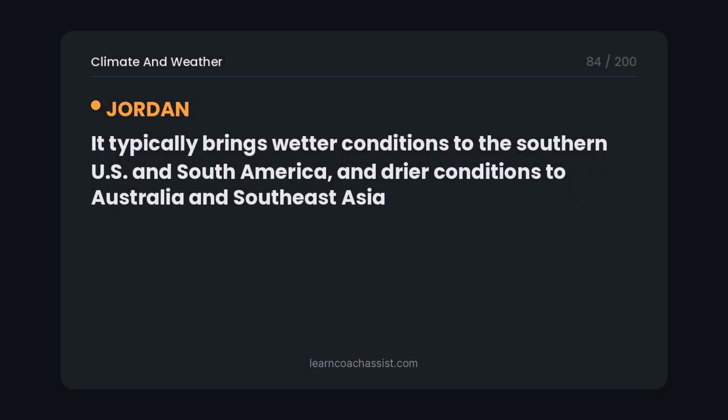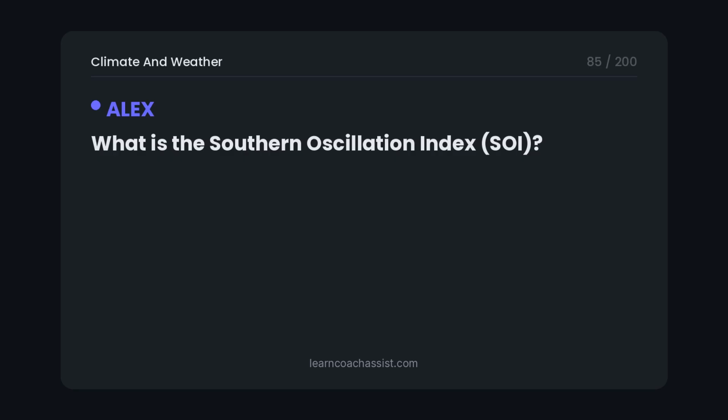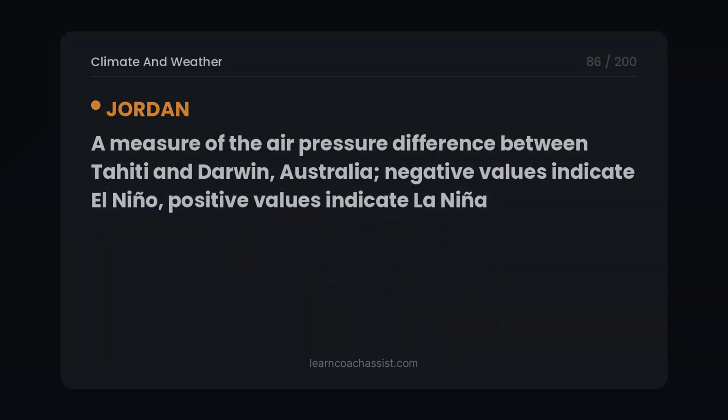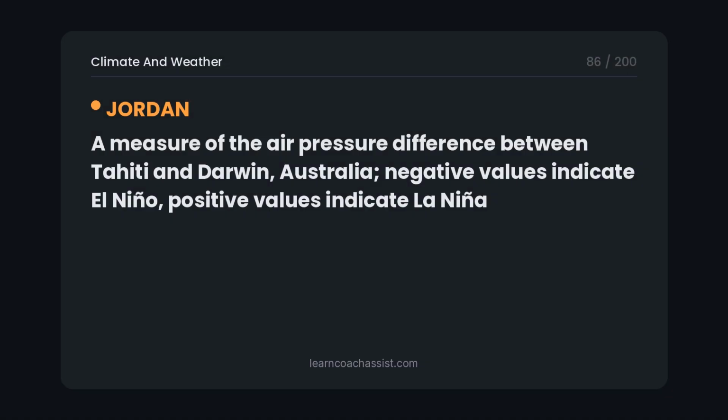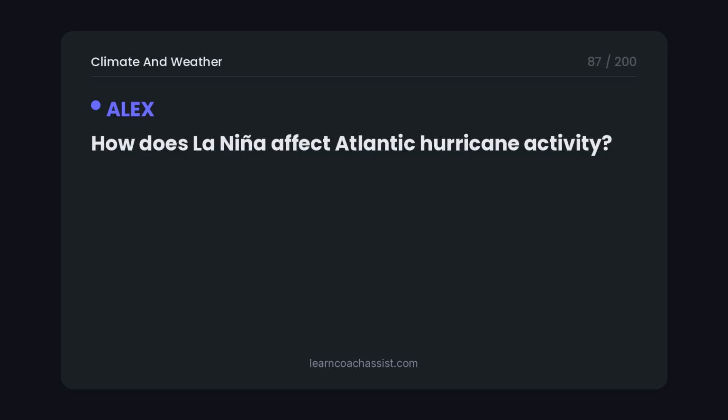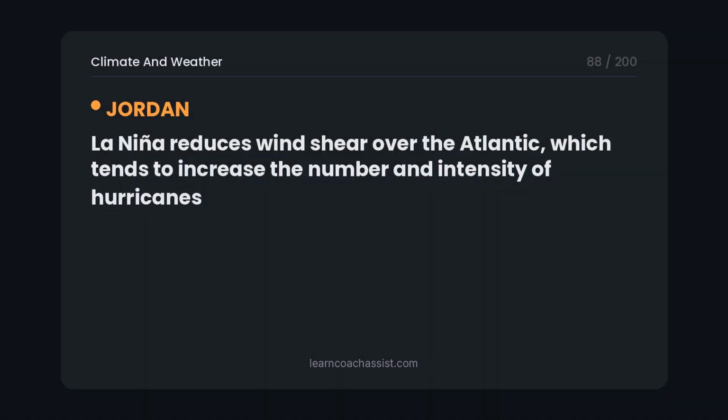How does El Niño affect weather in the Americas? It typically brings wetter conditions to the southern U.S. and South America, and drier conditions to Australia and Southeast Asia. What is the Southern Oscillation Index, SOI? A measure of the air pressure difference between Tahiti and Darwin, Australia. Negative values indicate El Niño, positive values indicate La Niña. How does La Niña affect Atlantic hurricane activity? La Niña reduces wind shear over the Atlantic, which tends to increase the number and intensity of hurricanes.